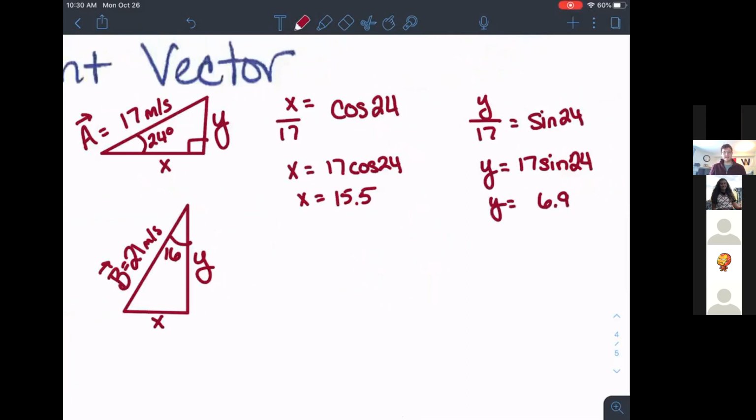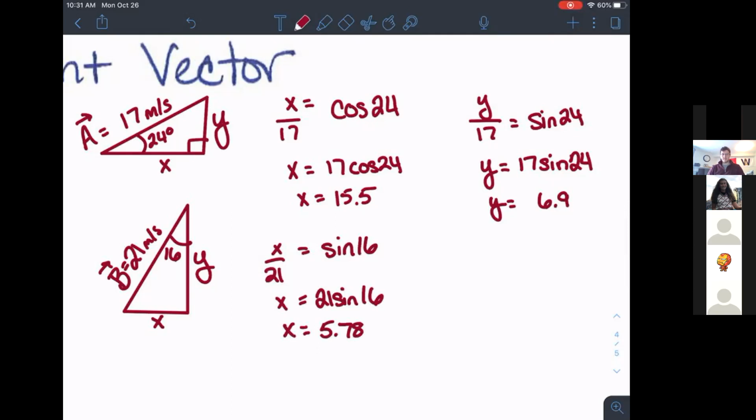So let's do the same thing. How do I find my x? Sine of 16 equals x divided by 21. How do we get x by itself? Multiply by 21, so 21 sine of 16. So what does my x equal? 5.78. And then my y, how do I find y?